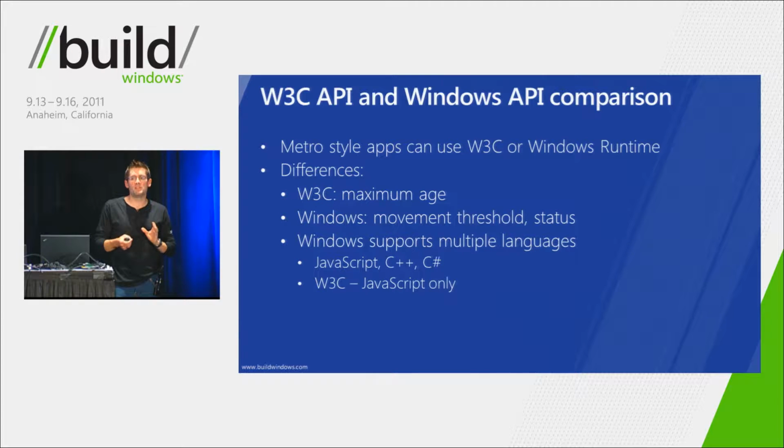The real major difference is that the W3C API only supports JavaScript, whereas the Windows Runtime API supports JavaScript, C#, and C++. So you can use .NET, C++, or JavaScript. So depending on your requirements and depending on the code that you're working with and your experience, you can really use either one.